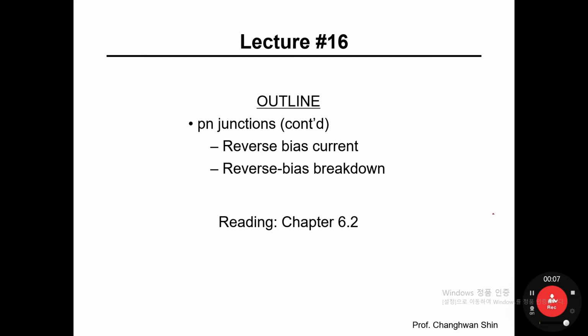Okay, so this week we are going to study the details on reverse bias current of the PN junction diode, as well as the reverse bias breakdown event within the PN junction diode. The corresponding chapter for those contents can be found in chapter 6.2. So please take your own time to read all the sentences one by one in chapter 6.2. Please do that. Then that would be very helpful for you to follow up and catch up with my materials.